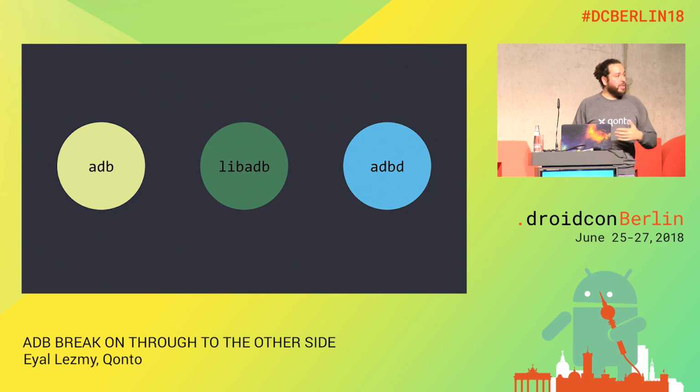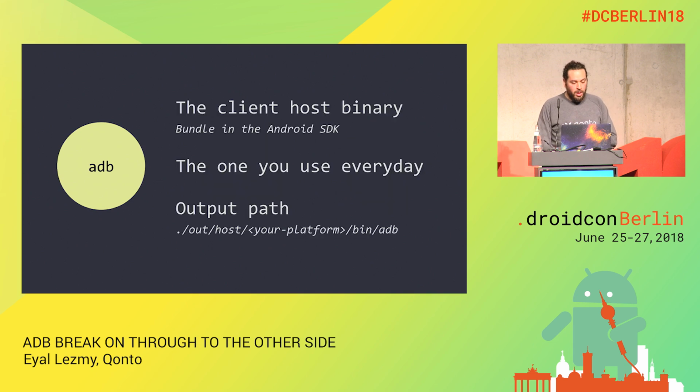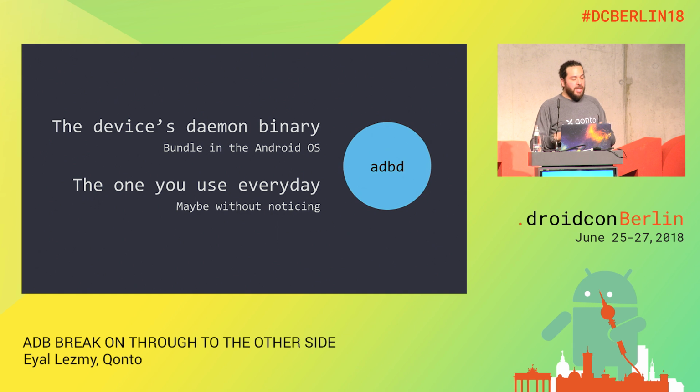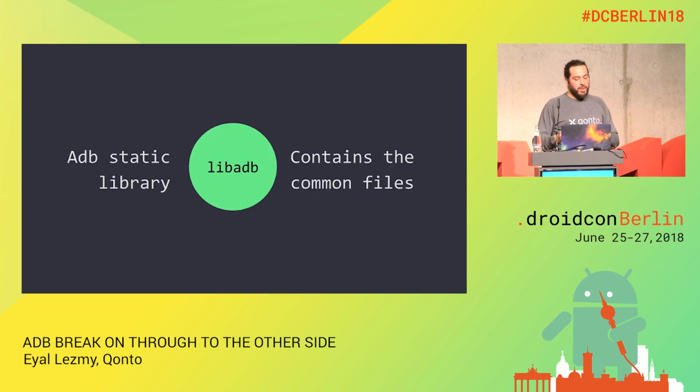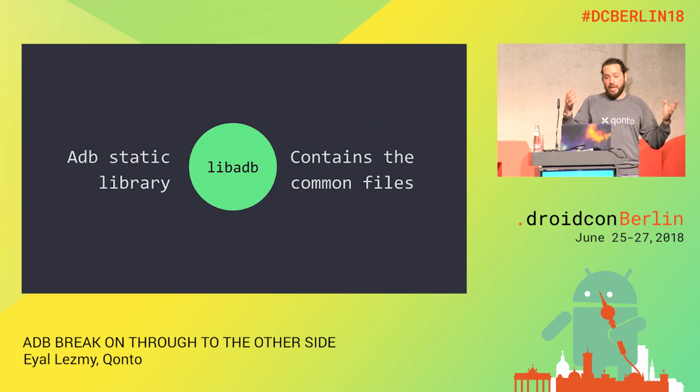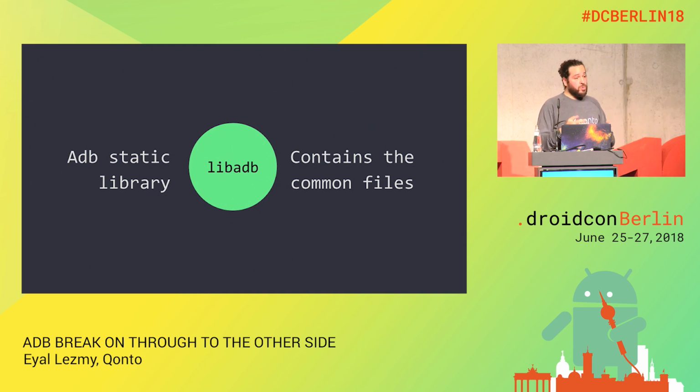So actually, what you are doing when you are building ADB, you will build 2 binaries. The first one is ADB, and the other one is ADBD. ADB is the client, the real client that you are using on the platform tools. There is the path where you can find it after the build. And ADBD is the daemon that is running on the device. And you are using it also every day, but you don't notice. And there is something in the middle, which is called libadb, which is a static library, which is shared by both ADB and the ADBD. So it means that a lot of source code is shared between the ADB and the ADB daemon. They are running on different platforms, but they are sharing a lot of source code.